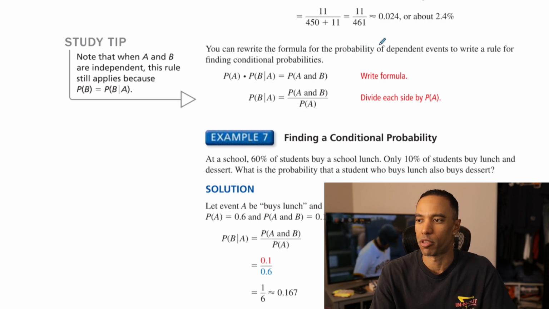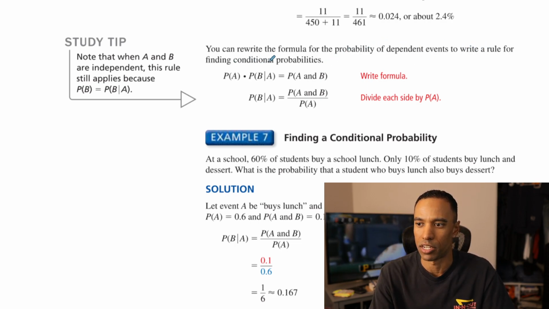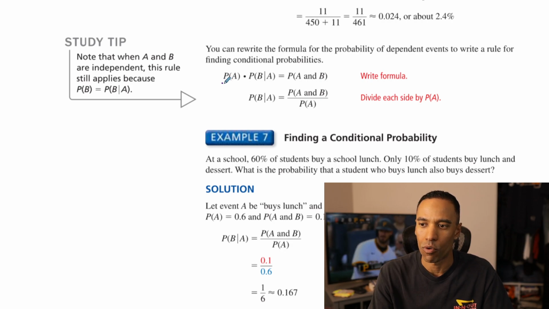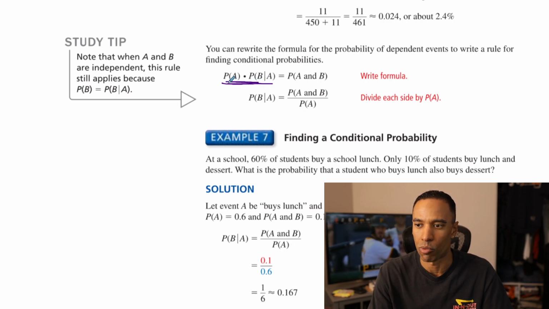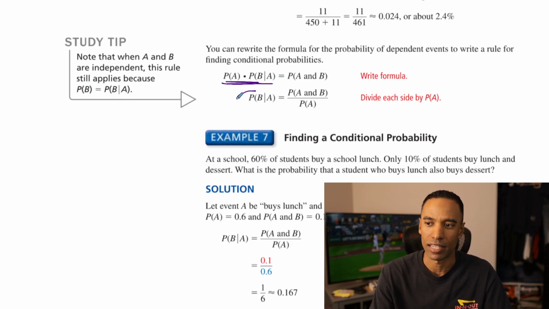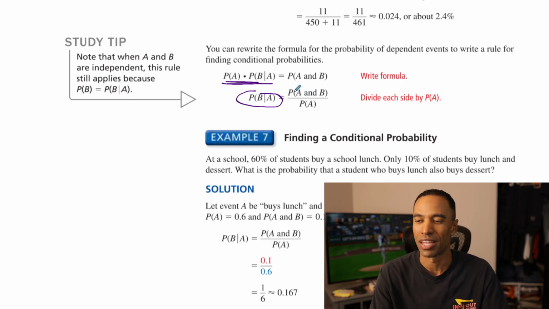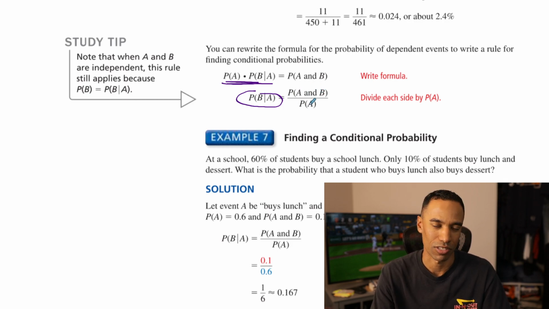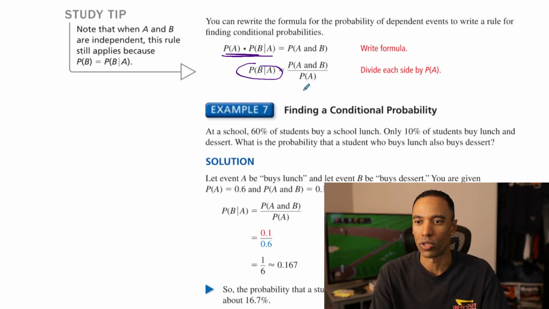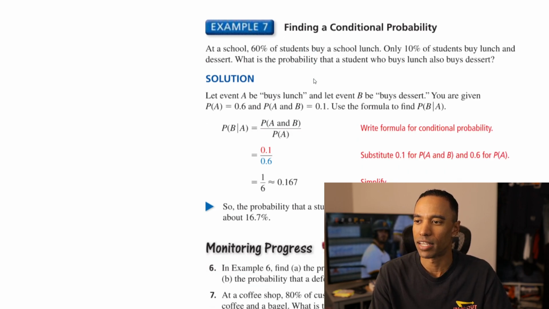So you can rewrite the formula for the probability of dependent events to write a rule for finding conditional probabilities. Given that we saw that in a dependent event, you multiply probability of A times the probability of B, given that A occurs, you can also find a given probability by dividing both sides by probability of A, for example, as probability of A and B occurring out of probability of A occurring. This is like probability of being defective and failing out of the probability of being defective to begin with. Things like that. Because we're only looking within the scope of just defective parts.